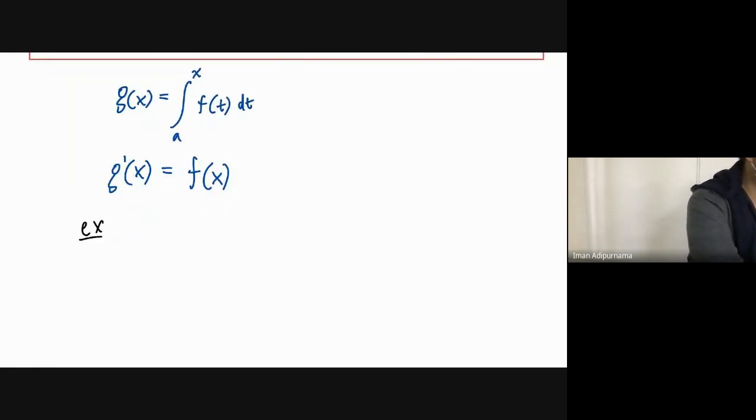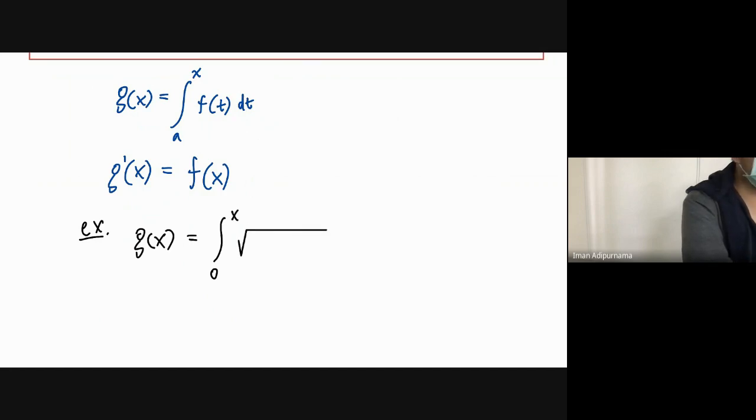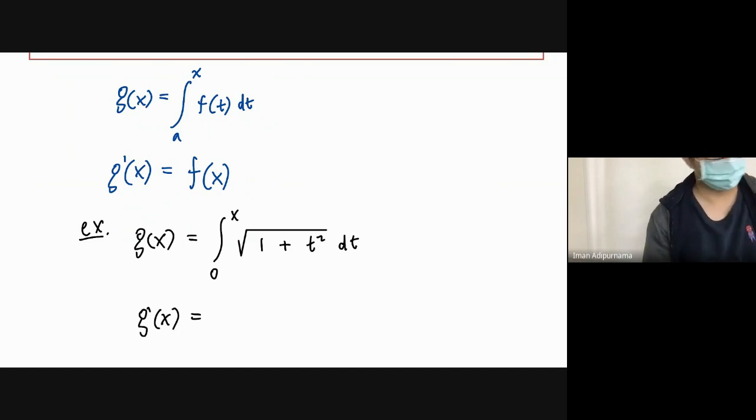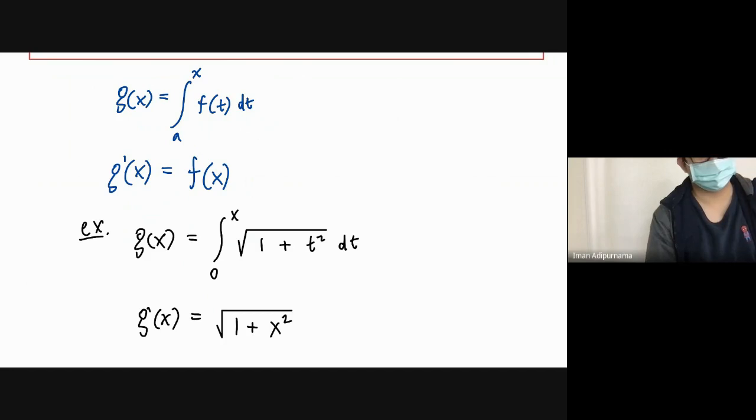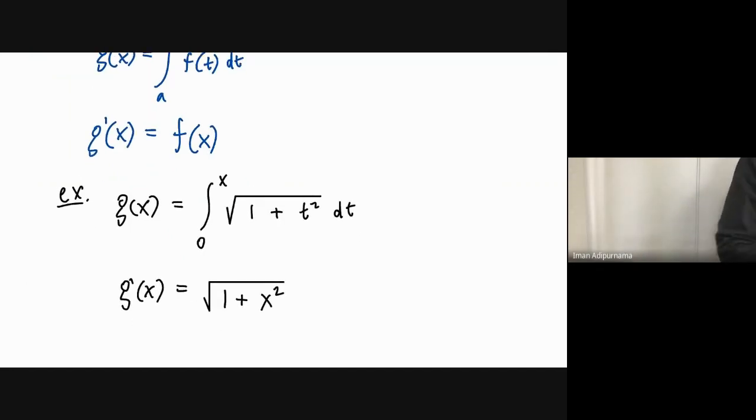For example, you have g of x from 0 to x of the square root of 1 plus t squared dt. And g prime of x, the first derivative of g, we can simply write as the square root of 1 plus x squared. There's nothing complicated here. You can just change the t squared with x.